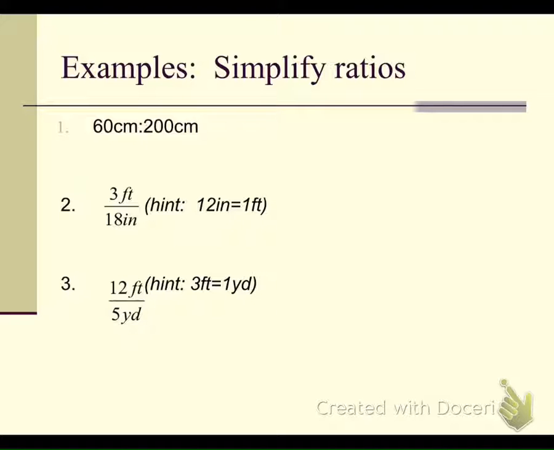Okay, so our first one we see it's 60 centimeters to 200 centimeters. So for every 60 centimeters, the other part's going to be 200 centimeters. So we want to reduce this to simplest ratio. So we're going to start that by writing it down in division form. So 60 centimeters divided by 200 centimeters.